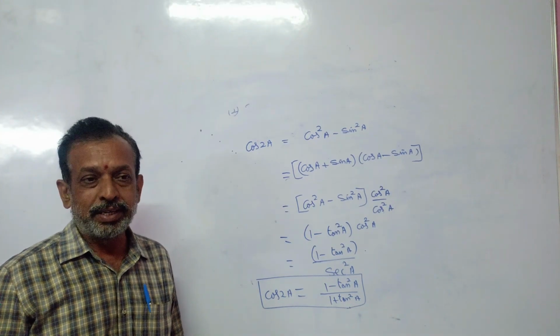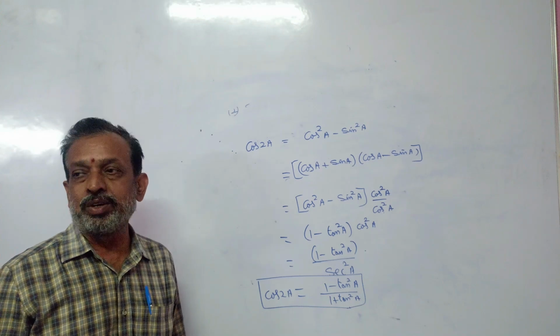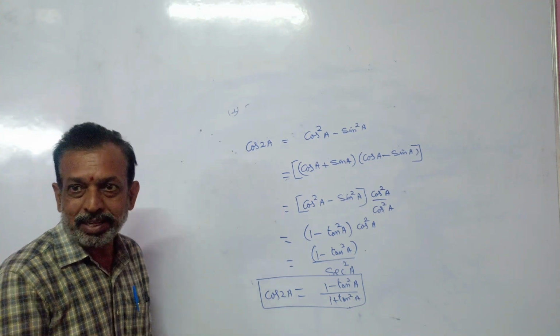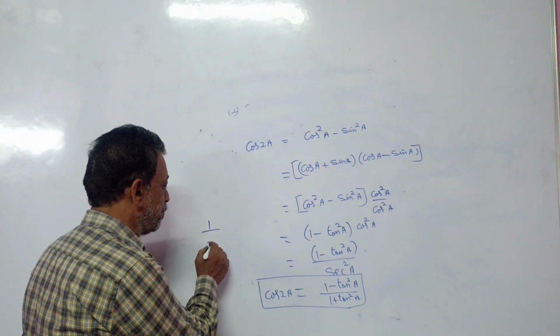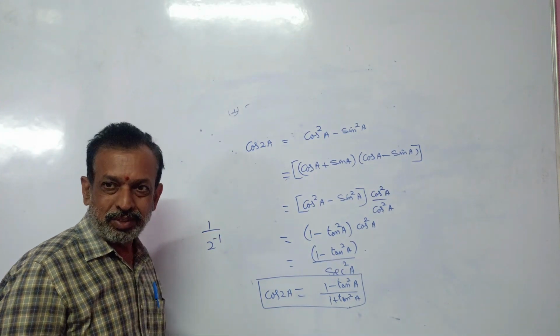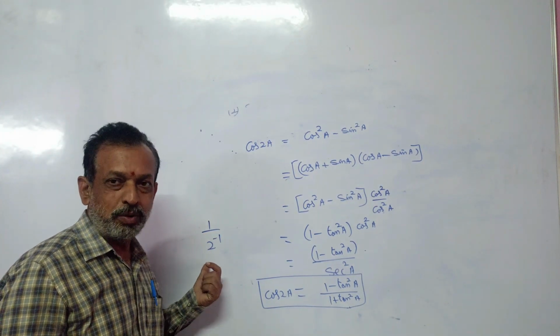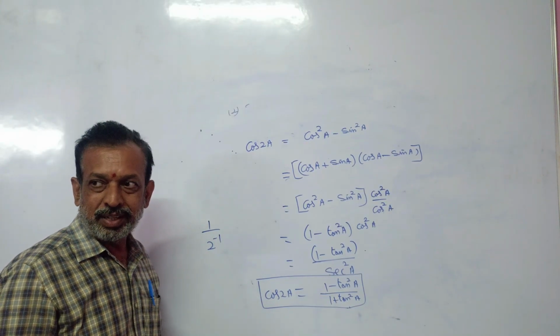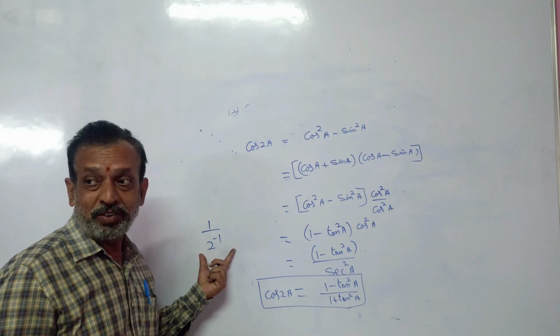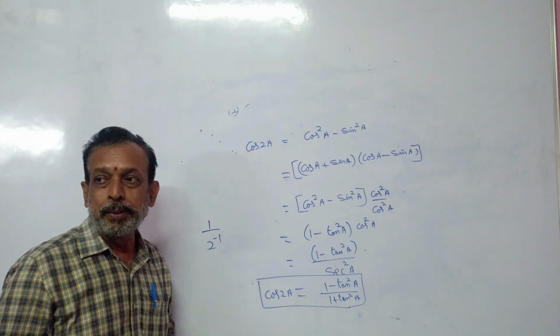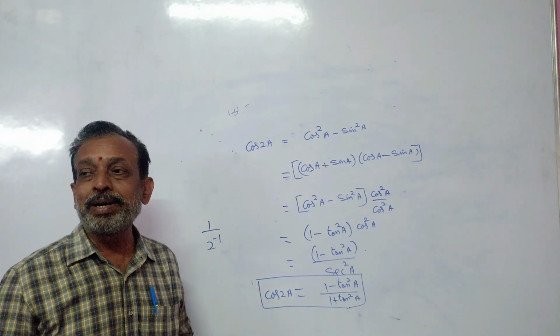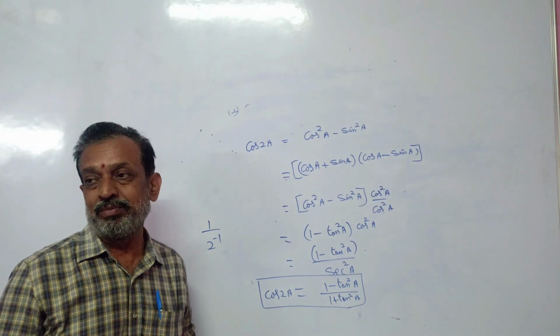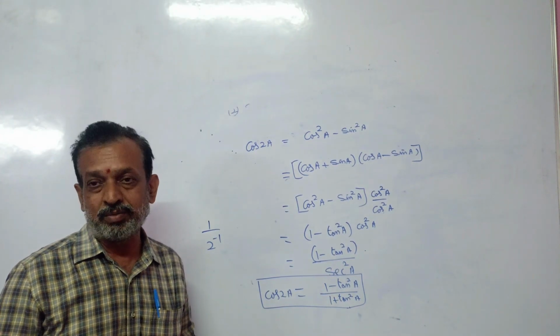Like I said, 2 can be written as 1 by 2 to the power minus 1. Same or not? Yes, 1 by 2 to the power minus 1 is equal to 2 only. Understand? Different form, same final value. In trigonometry the final answer will be the same, but it is going to look like a different form.